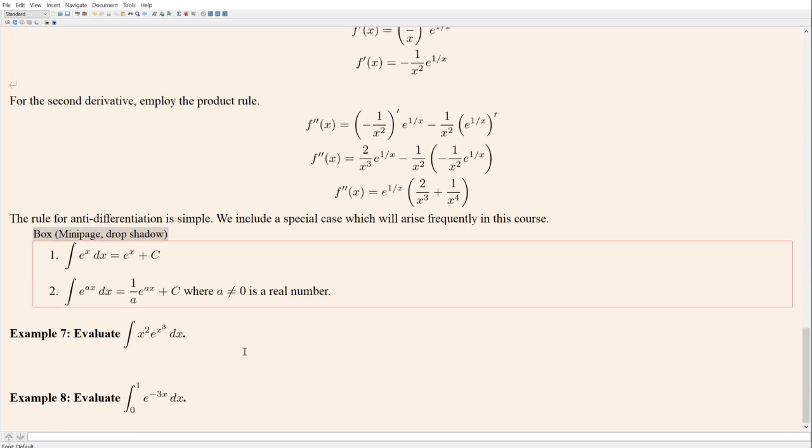Okay. So evaluate the antiderivative of x squared e to the x cubed. Well, this is sort of a weird looking one. So every time we encounter a weird looking integral, at least up to this point in the course, we use u substitution. It's really the only technique we have which is capable of dealing with this sort of thing.